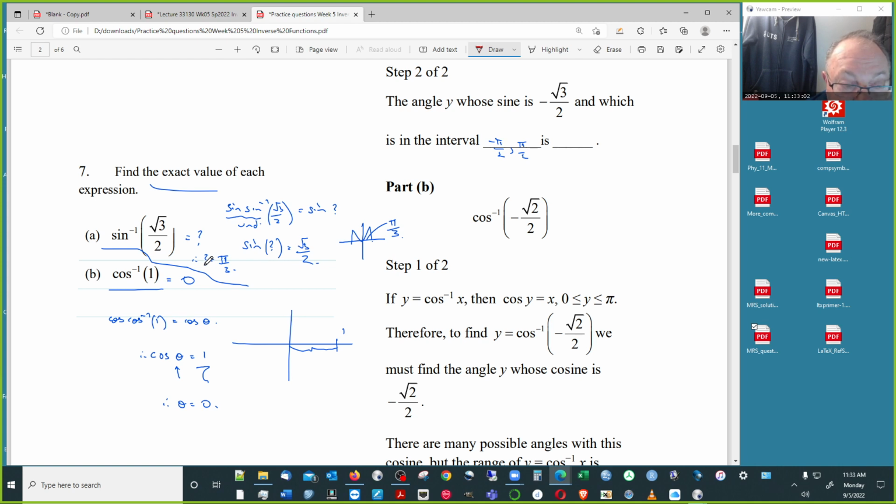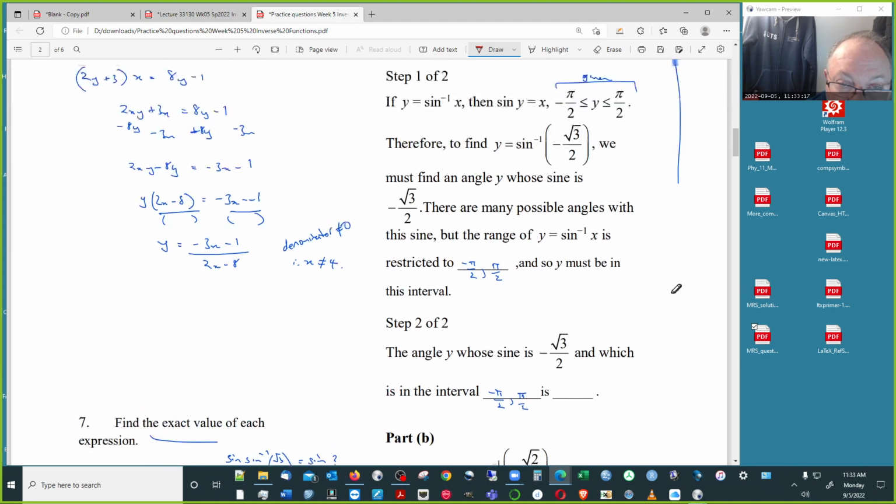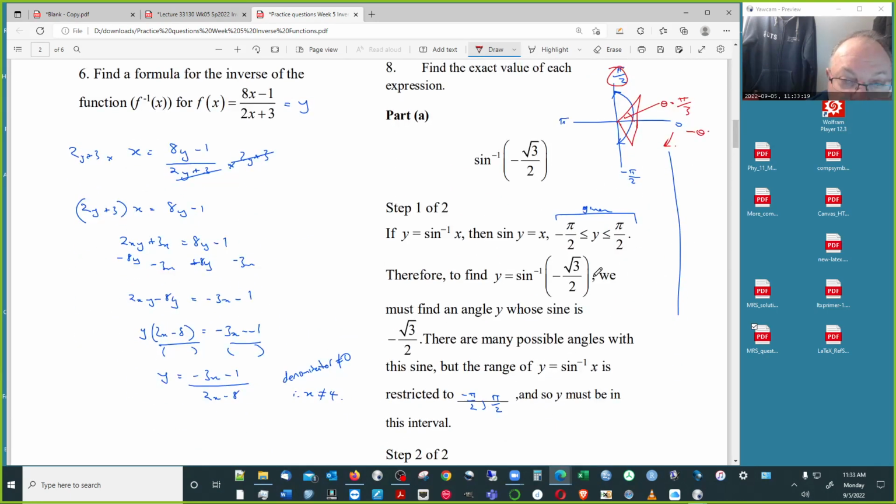Very important. I missed it. Is it just the domain restriction? No, there's something else. What's the root 3 on 2? I picked that one, it's plus root 3 on 2. So this is a good distractor, because the question then comes up and it says minus root 3 on 2.